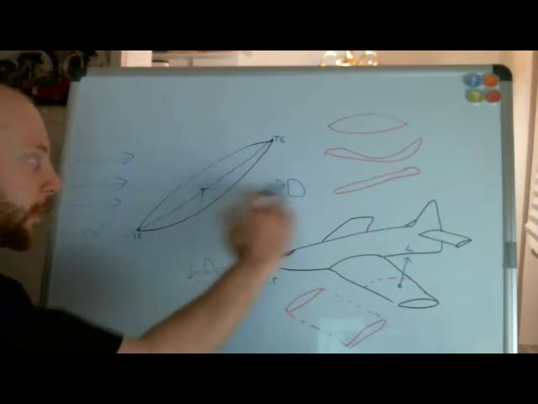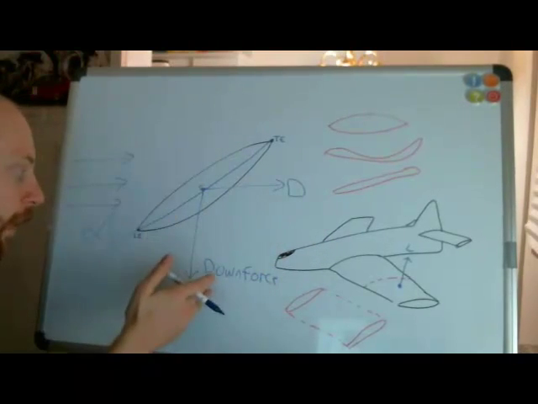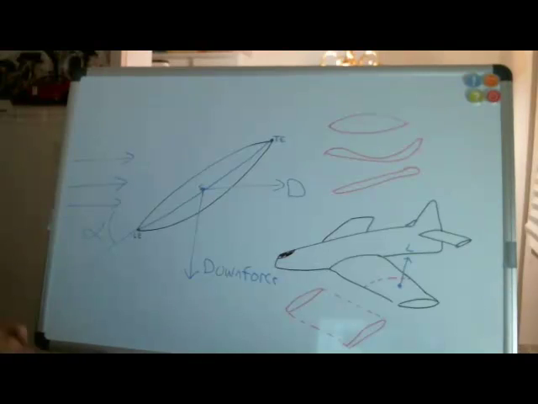So the drag acts backwards, and the downforce acts down, and these are the basic forces that act on the wing of a car. Now, you might ask yourself, how are these forces generated? Well, you're going to have to take a course in aerodynamics to figure out the real reason, and you're going to have to do a lot of math to do that.